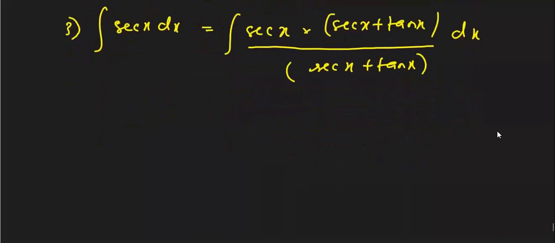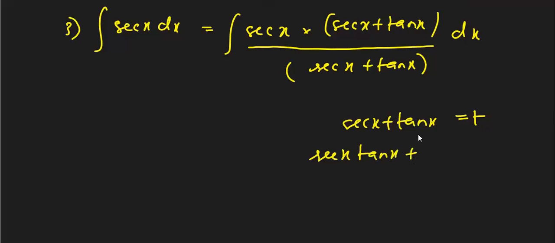Now use the substitution for the denominator. The denominator is secant x plus tan x, let it be t. Differentiate this. Derivative of secant x is secant x tan x plus derivative of tan x is secant square x, equal to dt by dx. You can write this as dx equal to dt. So if you observe the numerator now in the function, see, if you multiply, secant square x plus secant x tan x, right?